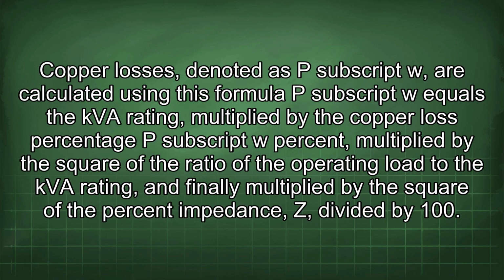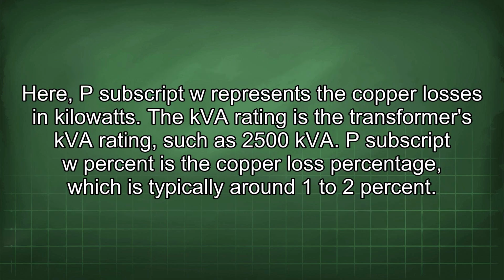Copper losses, denoted as P_W, are calculated using this formula: P_W equals the kVA rating multiplied by the copper loss percentage, P_W percent, multiplied by the square of the ratio of the operating load to the kVA rating, and finally multiplied by the square of the percent impedance, C, divided by 100. Here, P_W represents the copper losses in kilowatts.